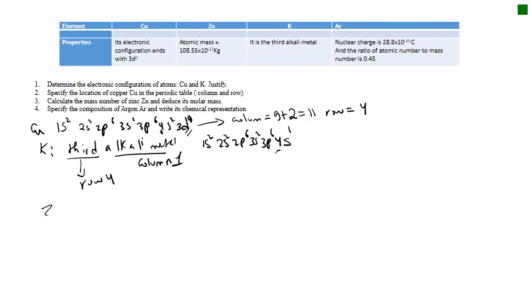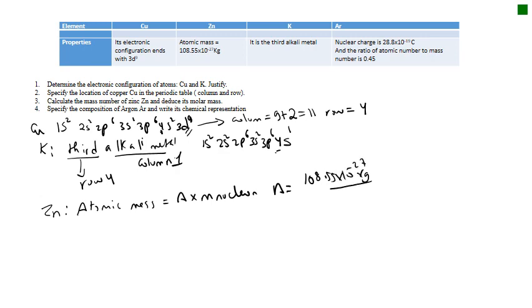To calculate the mass number of zinc, the given was atomic mass. Atomic mass is equal to A times mass of a nucleon. So A is equal to atomic mass 108.55 times 10 to the power minus 27 kilogram over mass of a nucleon, which is always given. It is 1.67 times 10 to the power minus 27 kilogram. The answer is 65. To deduce the molar mass, it is equal to A, but its unit is gram per mole, so it is 65 gram per mole.